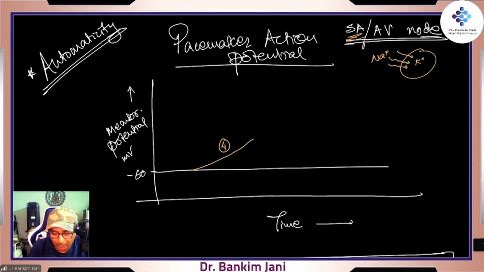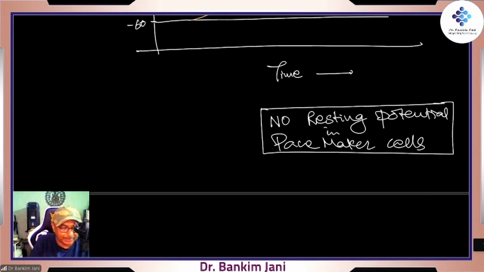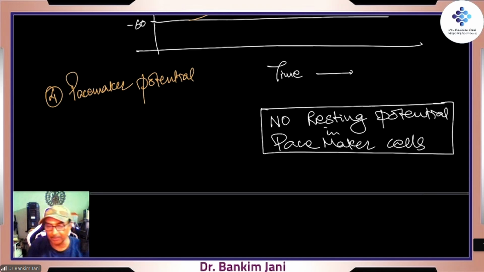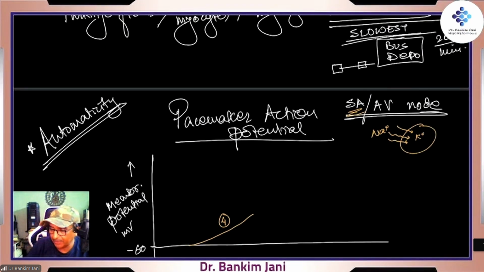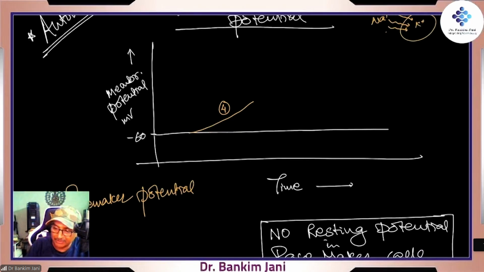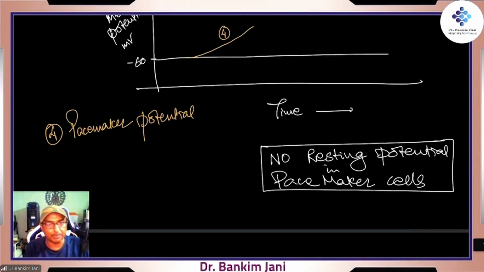phase 4. Why phase 4? We'll just see. This is phase 4. So what exactly is phase 4? This phase 4 is called the pacemaker potential. So what is pacemaker potential? Pacemaker potential is that potential in which there is increased permeability for sodium. So it is the sodium which is coming in. That's why, being the first step, that step is called the pacemaker potential, and that is considered as phase 4.